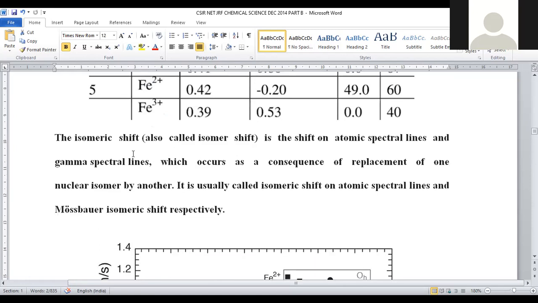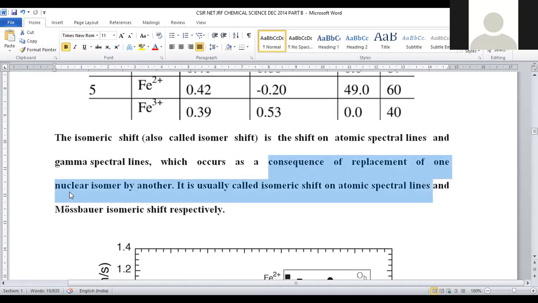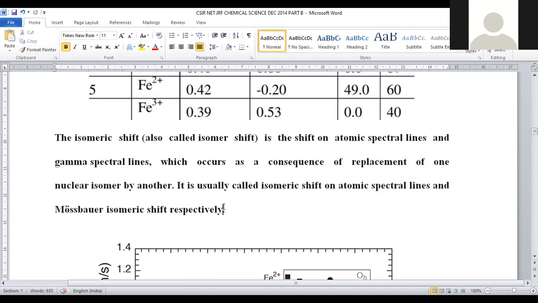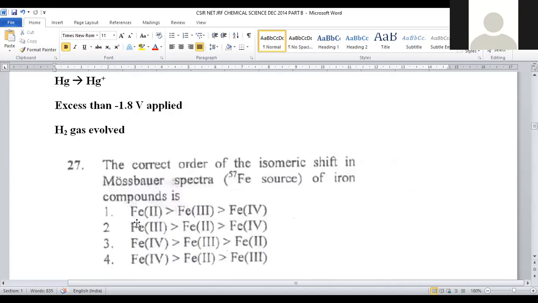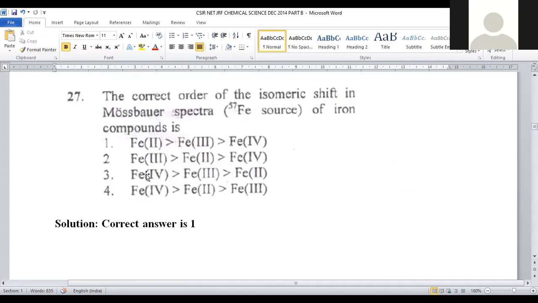Just now we already defined what is meant by isomer shift. Let us recall one more time. Isomer shift denotes what? The spectral lines are gamma spectral lines, especially in this Mössbauer spectrum, right? These are mainly a consequence of the replacement of one molecular isomer with another. So if we are replacing one isomer with another, the change in the position of these spectral lines is said to be an isomer shift. Based on that, Fe plus 2 will be higher, followed by Fe plus 3, and the least will be for Fe plus 4. For question number 27, option number 1 will be the right answer.